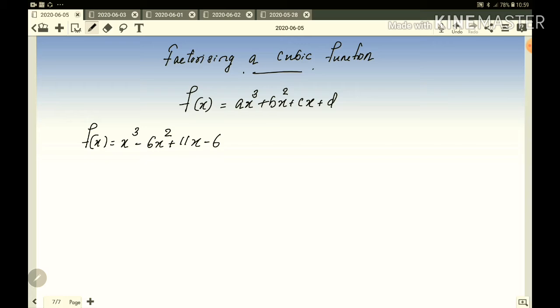Now I'm going to show you how to factorize. So here, how many factors? Before you factorize, there is something that you need to know. Since we are dealing with cubic function, there will be 3 factors. In quadratic, how many factors? 2 factors and 2 x values. When you solve it, always you get 2 x values.